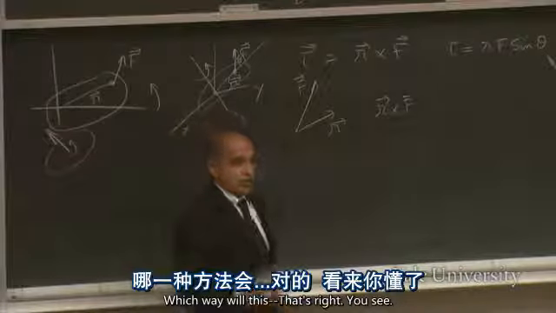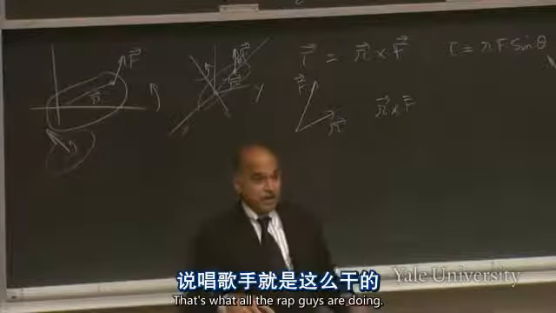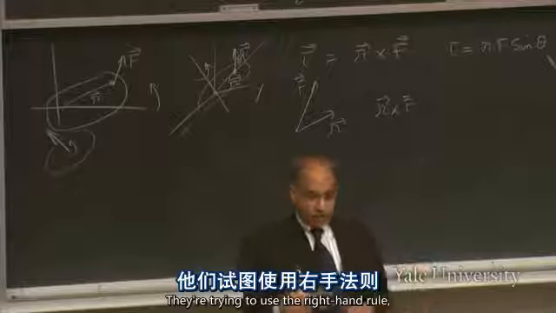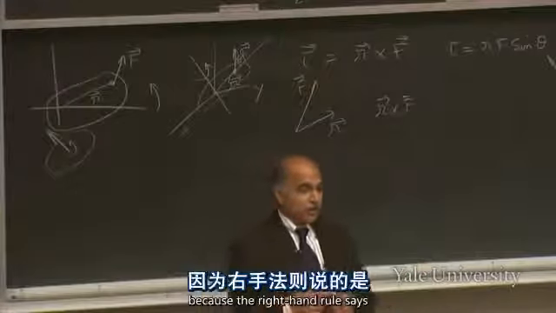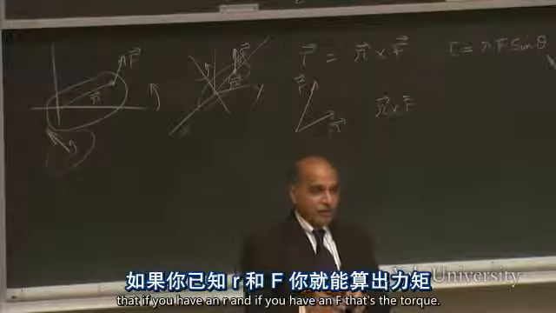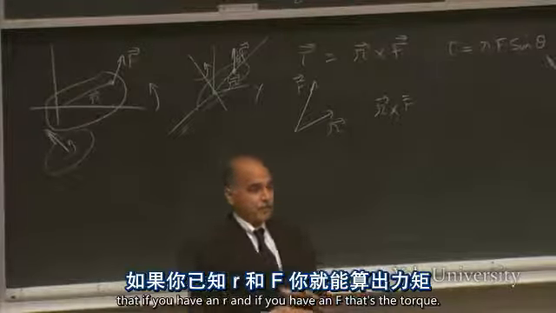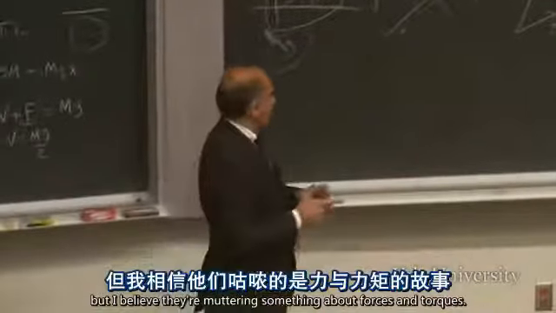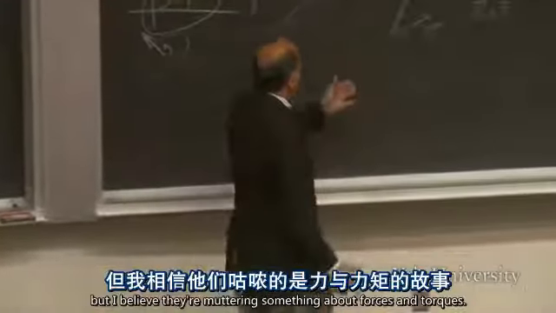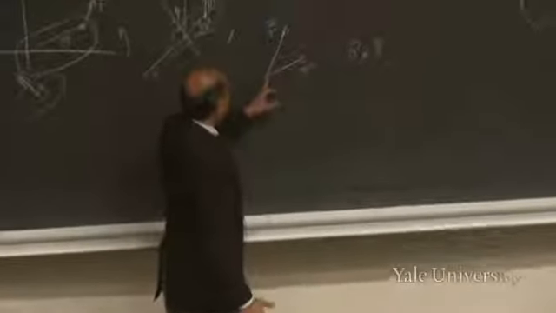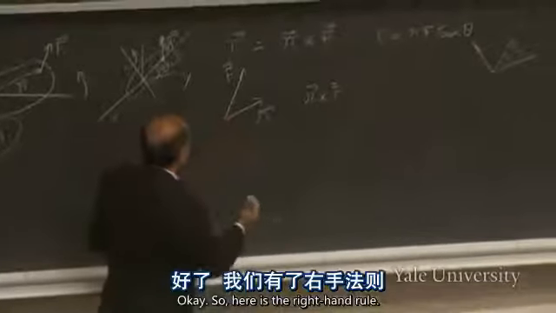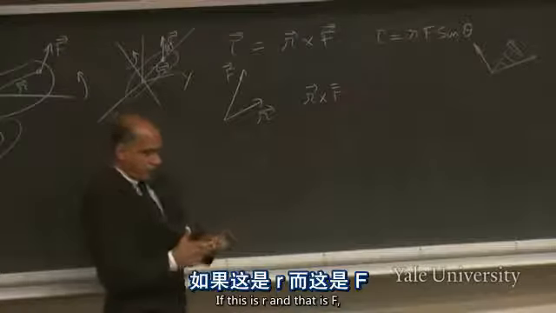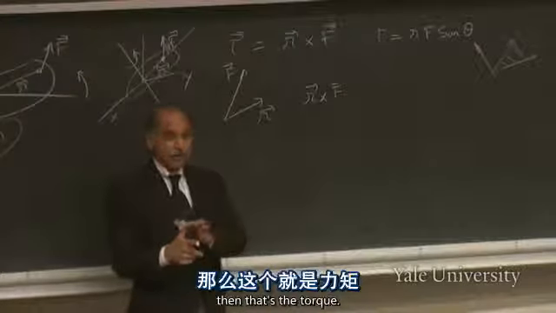Which way will this go? That's right. You see, that's what all the rap guys are doing. They're trying to use the right-hand rule, because the right-hand rule says that if you have an r and if you have an F, that's the torque. I've not followed the lyrics very closely, but I believe they're muttering something about forces and torques. All right. So here is the right-hand rule: if this is r and that is F, that's the torque.